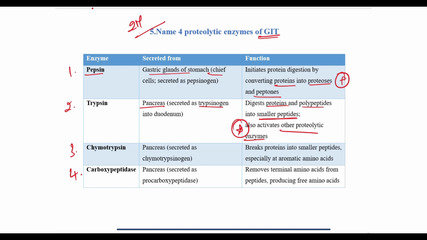Then we have the chymotrypsin. It's again secreted by the pancreas as chymotrypsinogen. It breaks down proteins into smaller parts and it basically acts on the aromatic amino acids. Then we have the carboxypeptidase, which is secreted again by the pancreas as procarboxypeptidase. It removes the terminal amino acids from the peptides, producing free amino acids.